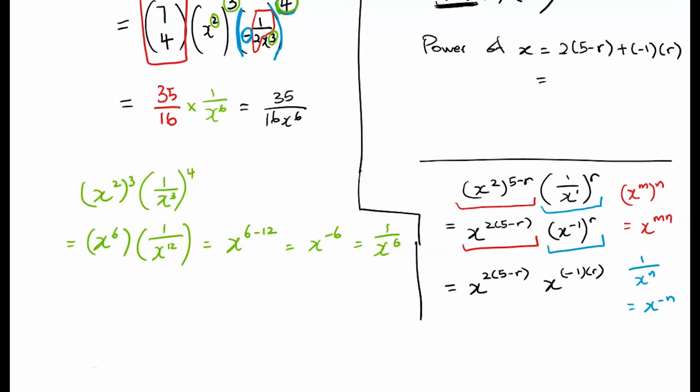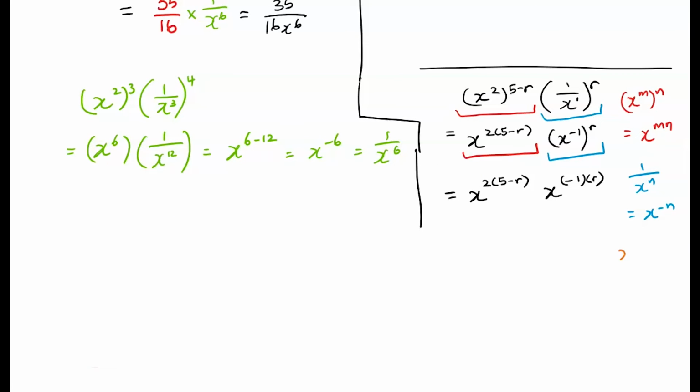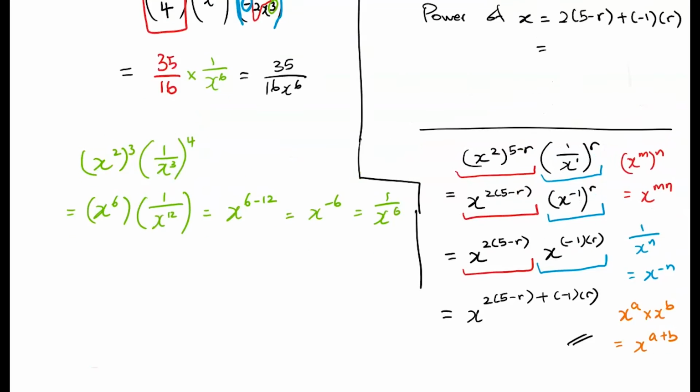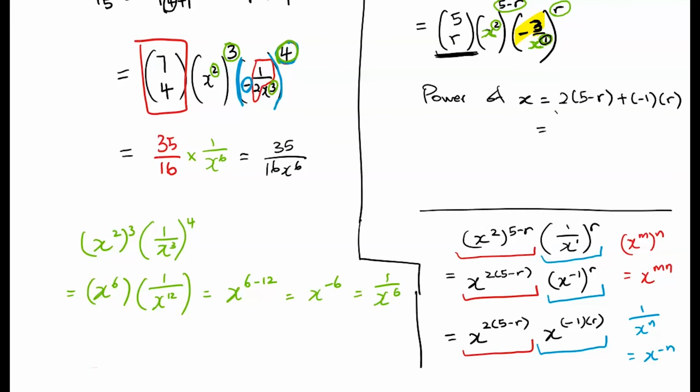And finally, we can multiply the two factors together. If I have x to the power of a times x to the power of b, this becomes x to the power of a plus b. So therefore, to multiply the two factors that I have, I add the powers. So that is x to the power of 2 times 5 minus r, plus -1 times r. Right? So that is how I got what I have here.